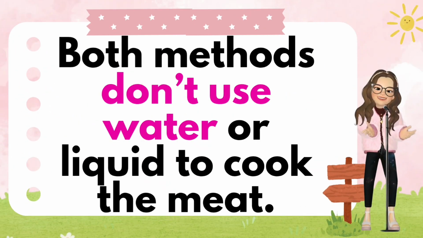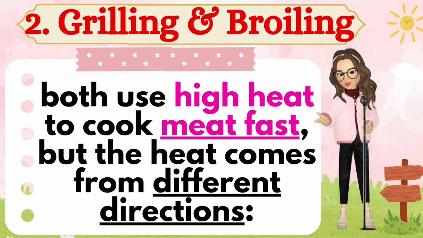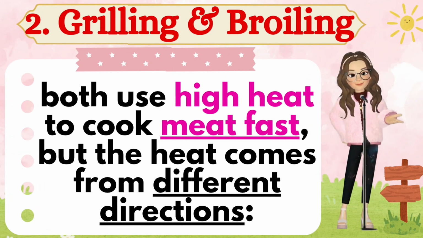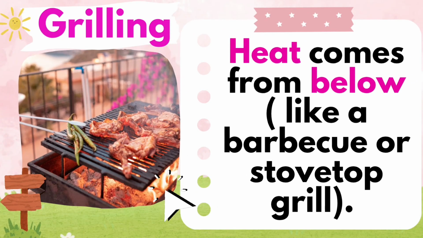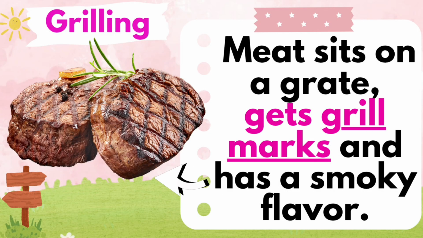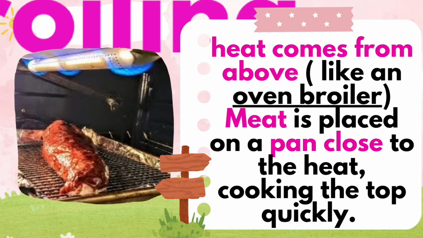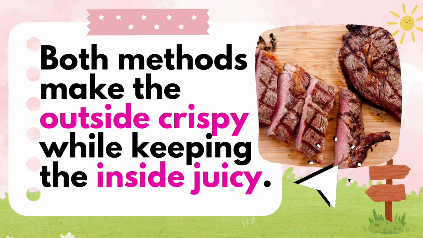Both methods don't use water or liquid to cook the meat. 2. Grilling and broiling. Both use high heat to cook meat fast, but the heat comes from different directions. Grilling, heat comes from below like a barbecue or stovetop grill. Meat sits on a grate, gets grill marks, and has a smoky flavor. Broiling, heat comes from above like an oven broiler. Meat is placed on a pan close to the heat, cooking the top quickly. Both methods make the outside crispy while keeping the inside juicy.